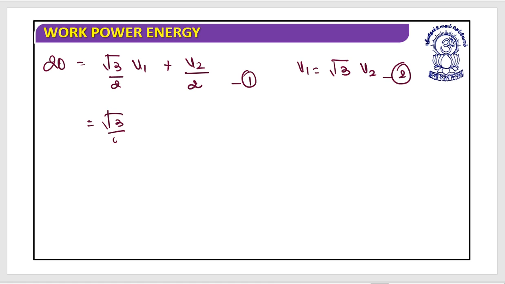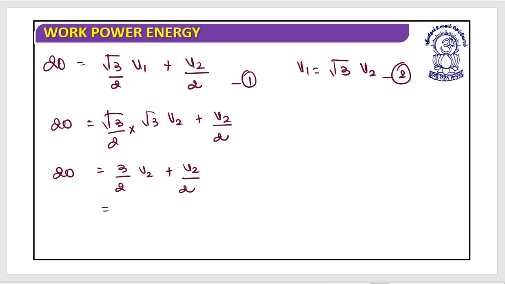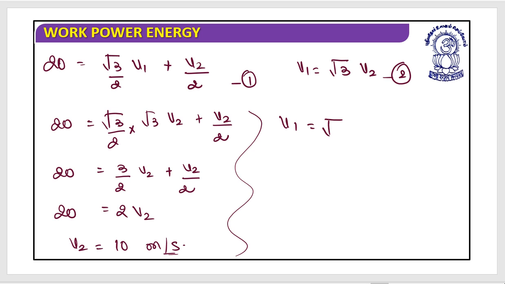This is root 3 by 2 multiplied by v1, and v1 is root 3 v2, plus v2 by 2, equal to 20. So this is 3 by 2 v2 plus v2 by 2 equals 20. So this is 3 plus 1, 4 by 2, which is 2 v2, equal to 20. So v2 is equal to 10 meter per second. I hope this is clear. Is it clear? Yes. So v1 could be written as root 3 times 10 meter per second.